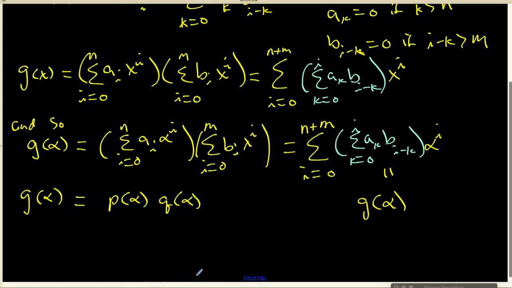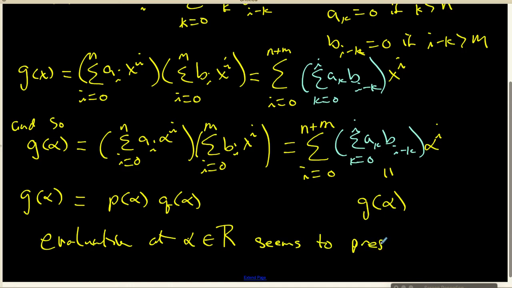In other words, evaluation at a particular alpha inside the ring of coefficients seems to look like it preserves ring addition and ring multiplication. In other words, it is certainly looking like a ring homomorphism. So that brings up the idea of the following theorem.